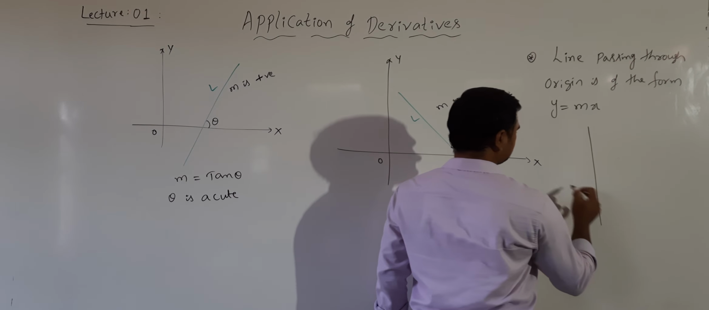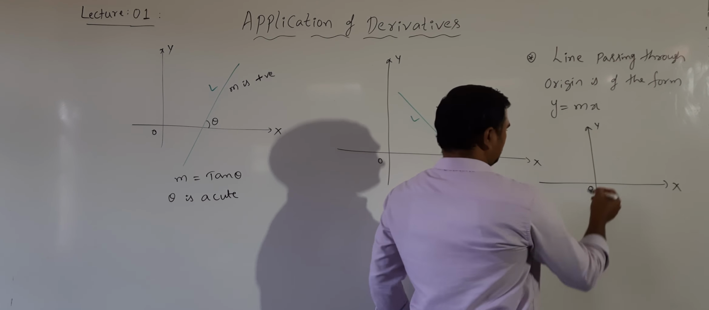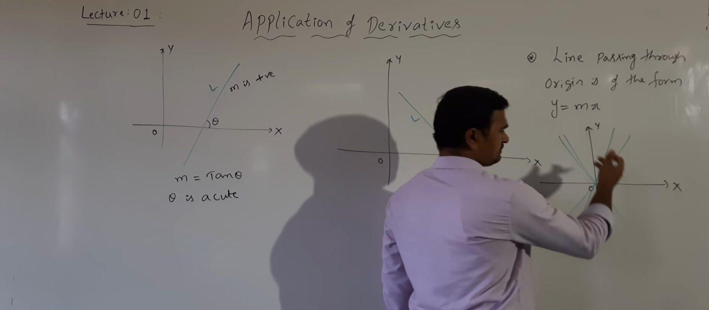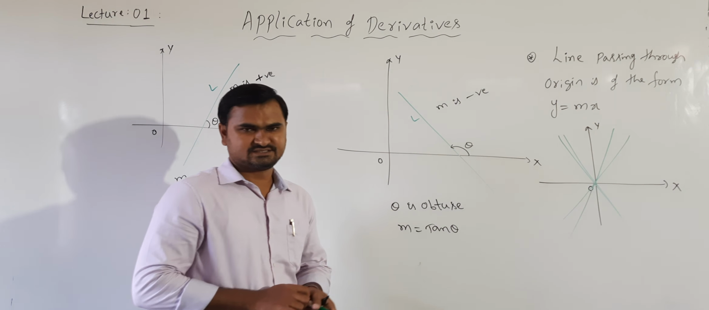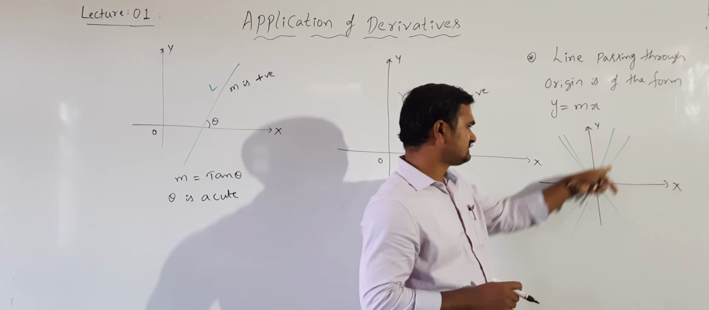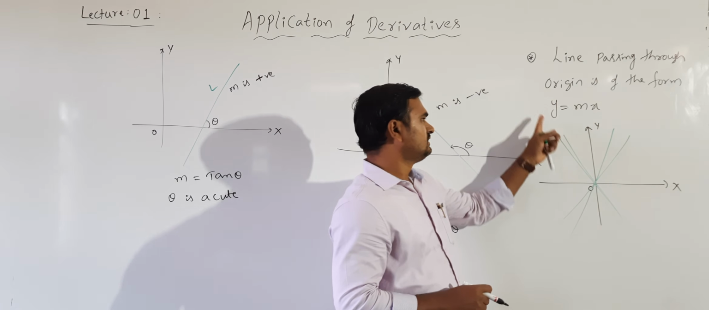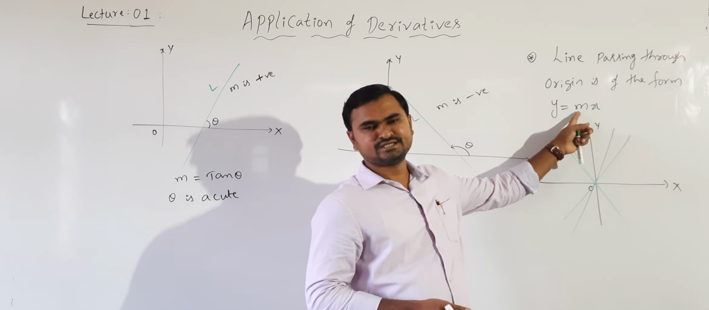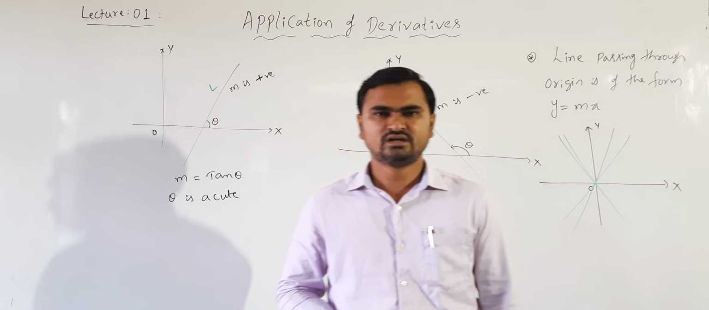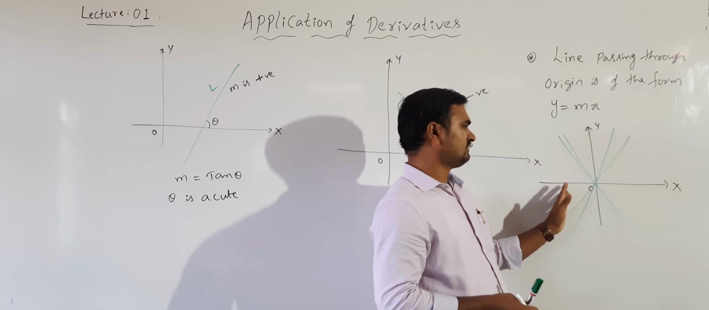So the line may be like this, maybe like this, or maybe here. Now, how do we know how the line is? It depends on the slope. M positive means the line will be like this. It lies in the first and third quadrants because theta is acute. If m is negative, like y equal to minus 2x, the line will be in the second and fourth quadrants because slope negative means the angle is obtuse. Okay. So based on slope, if it is passing through origin, you can draw the equation of the line.